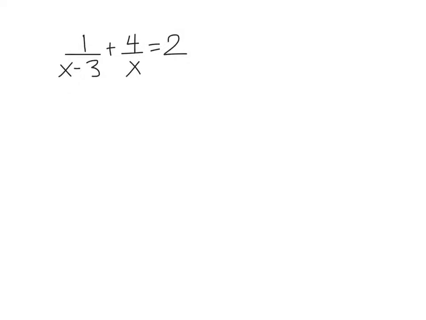To solve this quadratic equation, the first thing I'm going to do is put it into general form, and to do that, I'm going to have to get rid of my fractions here. So if I look at a lowest common denominator here, I have x minus 3 and x, so my lowest common denominator would be x minus 3.